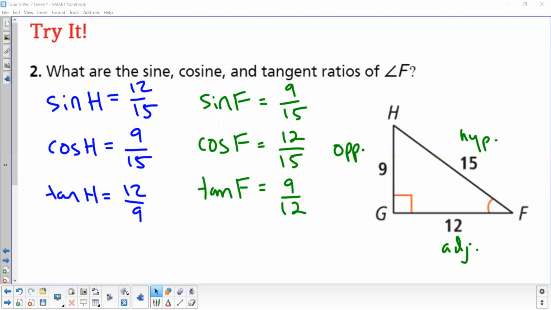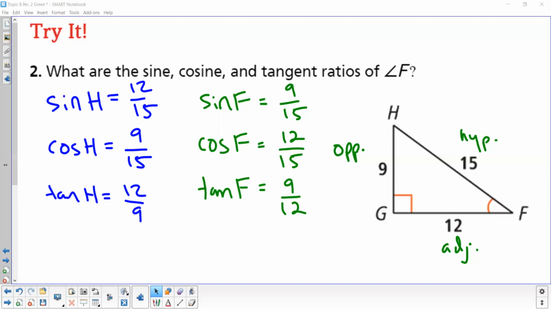All right, so here it is. Here's what we do. You press sine first, type in 40, and then it's not going to affect your answer, but it's a good habit to get into to close your parentheses. We get 0.643.